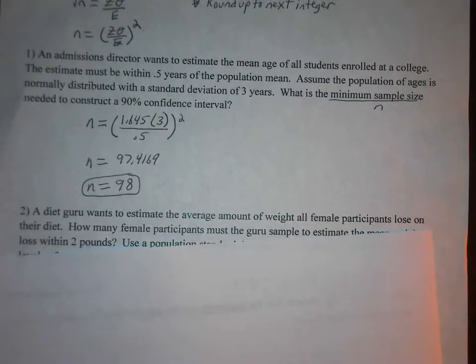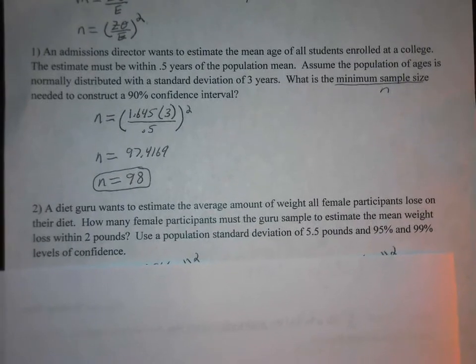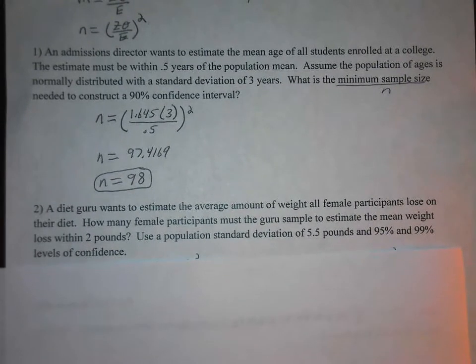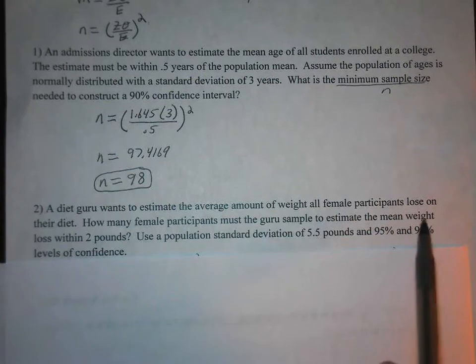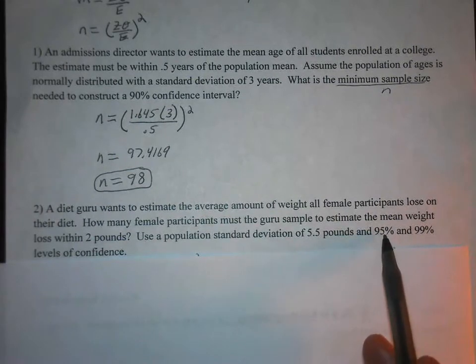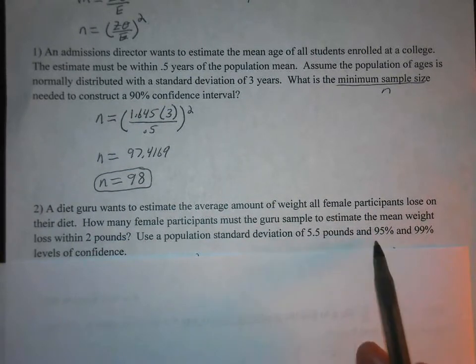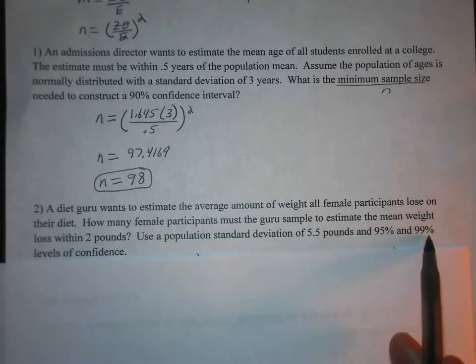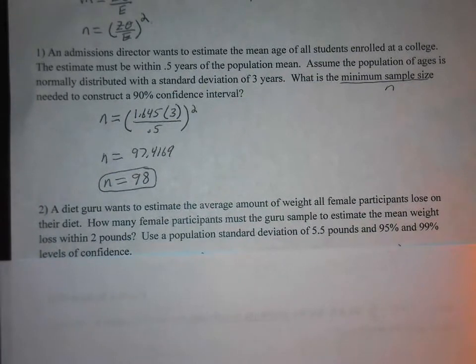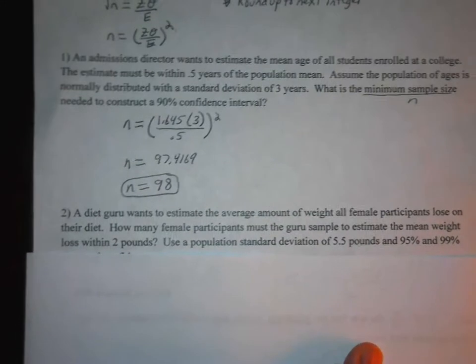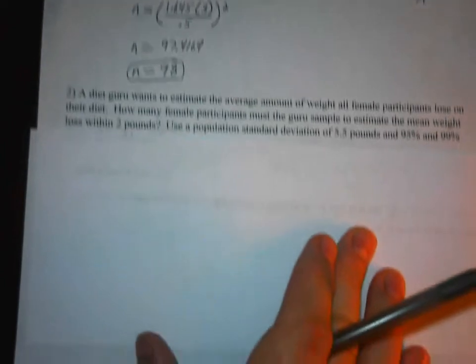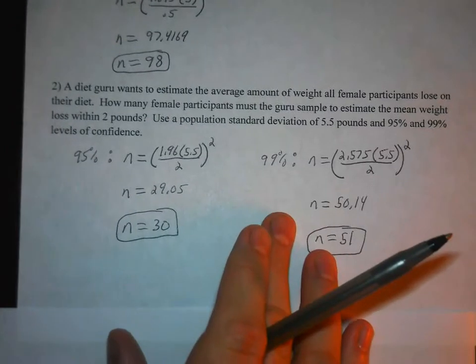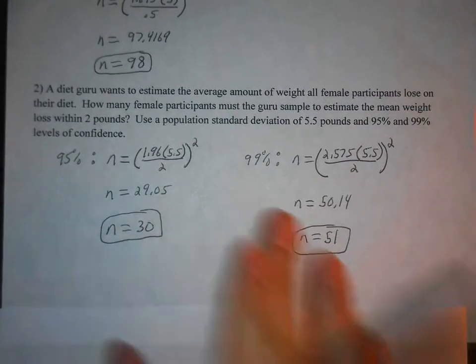Okay, question 2. This gives you a different example, and it wants you to find the minimum sample size needed for 2 different confidence levels, a 95 and a 99 level of confidence. So this is just applying that formula twice. Okay, so I suggest you pause the video because I'm going to put the answer up here because it's very straightforward. So pause the video if you need. Okay, and there's your solution.